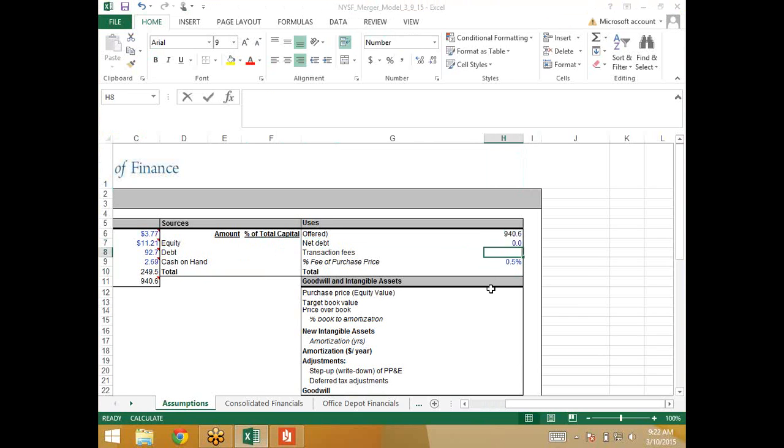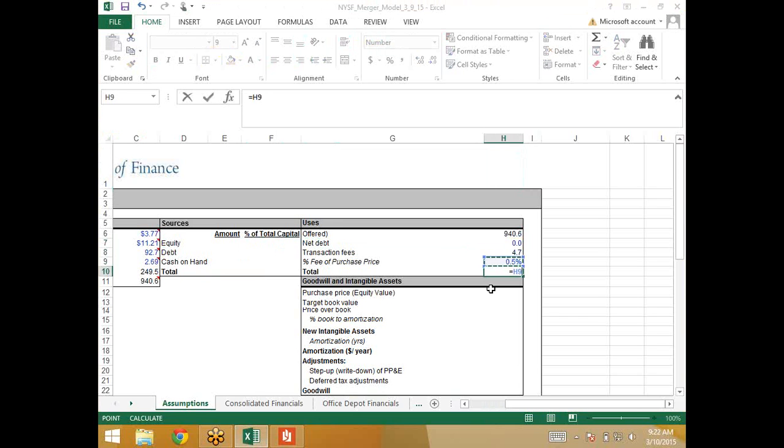And so the transaction fees are going to be 0.5 times the purchase price, which is 4.7. And again, you're going to face these things as an analyst where there's a lot of unknowns. Just don't leave it out, just make some sort of assumption and highlight it yellow, and as more detail comes through and more press comes through, you'll be able to hone in on those numbers.